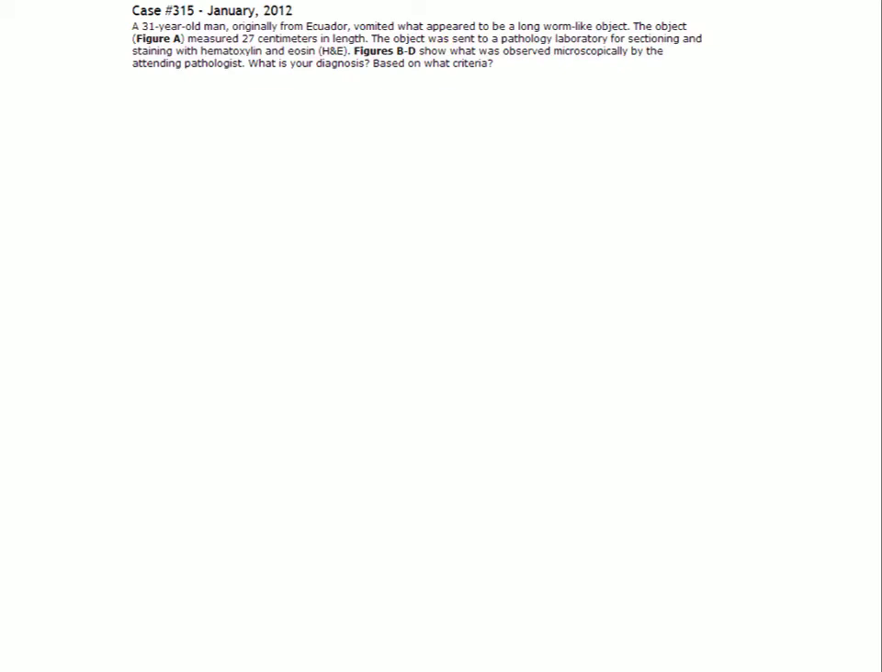Okay, for our next case study, we have a 31-year-old man, originally from Ecuador. He vomited what appeared to be a long worm-like object. The object was 27 centimeters in length. You can do your conversion if you really want. The object was sent to pathology for sectioning and staining.